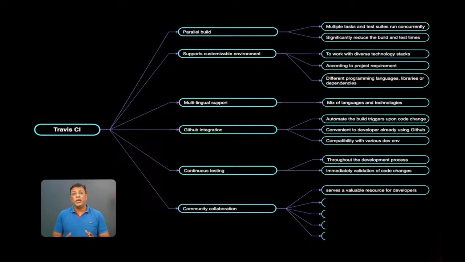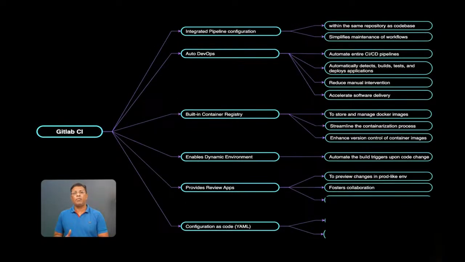GitLab CI is a powerful tool integrated into GitLab that allows for automated testing, building, and deployment of applications. It uses a YAML file for configuration, enabling developers to create complex pipelines. With its robust features and flexibility, GitLab CI has become a popular choice for teams seeking efficient DevOps practices. These are the key features of GitLab CI.